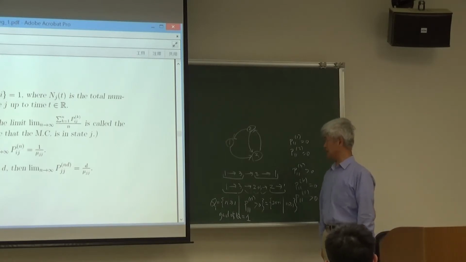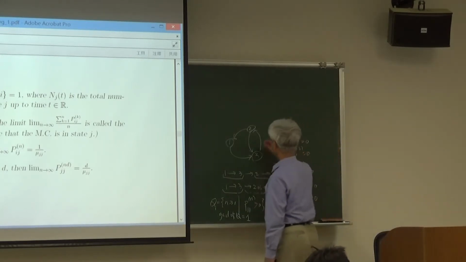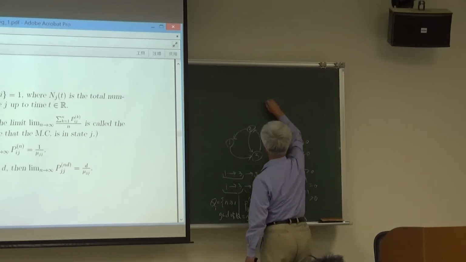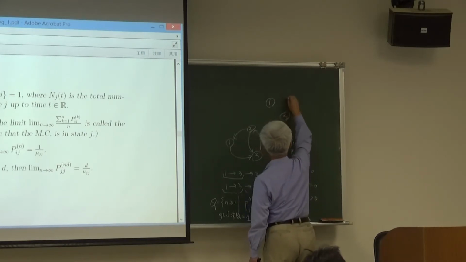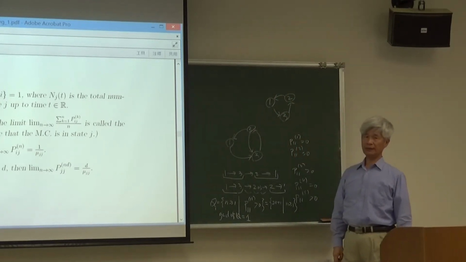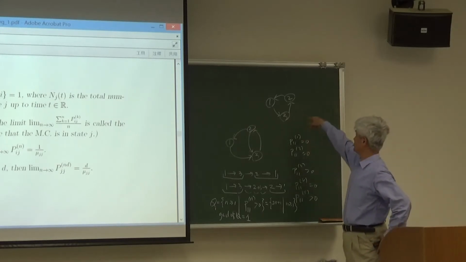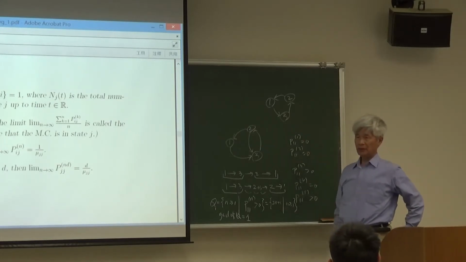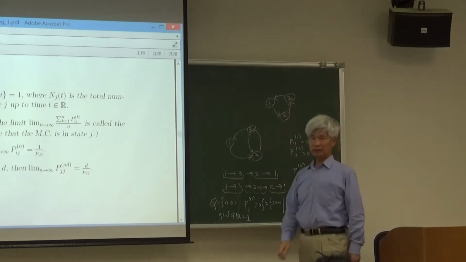So it's aperiodic. And the other case is very simple. For this one, you can see the period is 3, because it's 1, 2, 3, 1, 3, 2, 1, 3, 2. So you see that this is periodic and the period is 3.